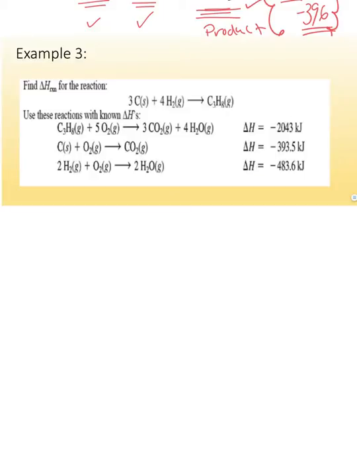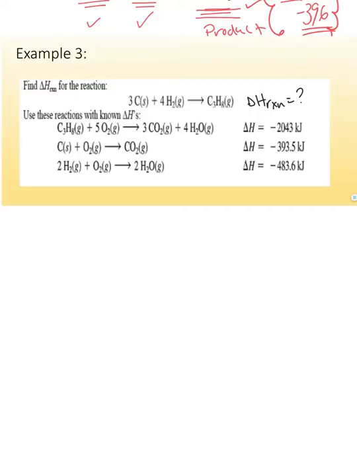Okay, so they want you to find the delta H of reaction. So we want the delta H for this reaction. We don't know it. And these are the individual reactions. Here's reaction 1, here's reaction 2, here's reaction 3. Okay? You want to add all of these together to get the overall reaction.